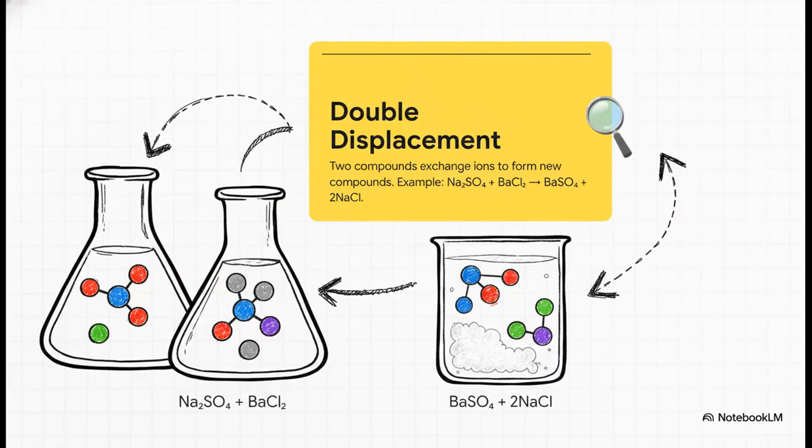For instance, if you mix sodium sulfate and barium chloride together, they just swap their other halves. The sodium grabs the chlorine, the barium grabs the sulfate, and this often creates a solid, which we call a precipitate, that literally falls out of the liquid, kind of like that cloudy white barium sulfate you see forming right there.